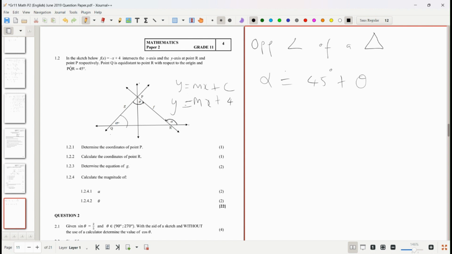So do we have the alpha? Yes, we calculated alpha from the previous question. We found it as 135 degrees. Okay. And then we have 45 degrees plus theta, right? So theta will equal to 135 degrees minus 45. This will give us 90 degrees. So theta will equal to 90 degrees. So we are done with this question.